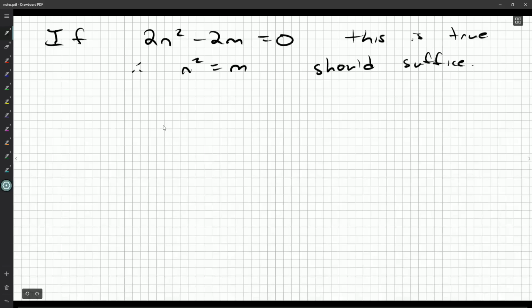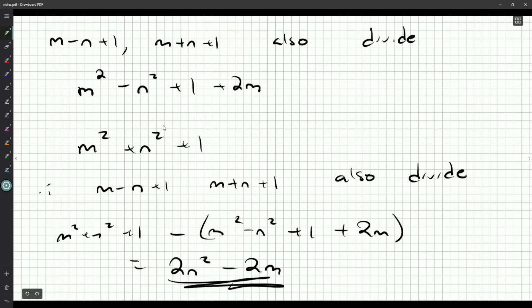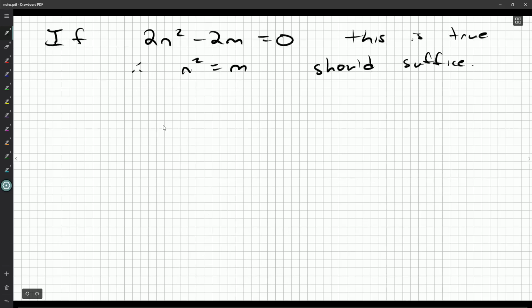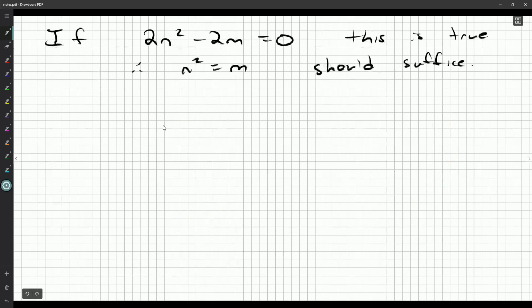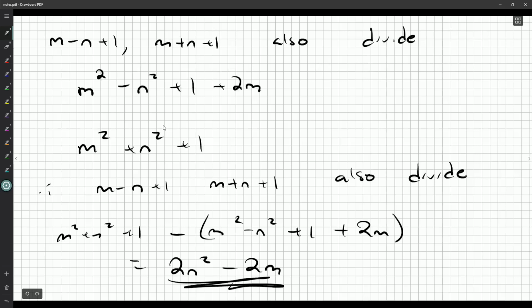So this should suffice. Okay, we could, I guess, double check this. Did this work in the last one? n was 3, and yeah, 3 squared made an appearance. That's kind of nice. I don't know whether or not I want to justify anything more.